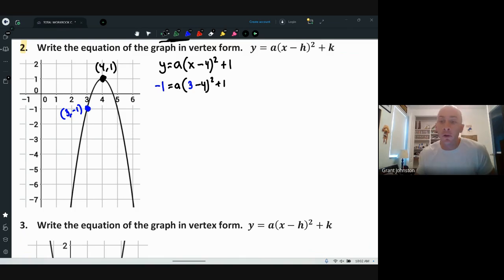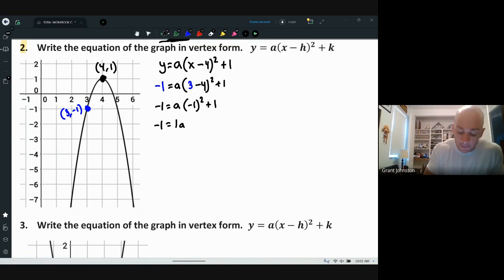So now I have a one variable equation where I can solve for a. So negative 1. 3 minus 4 is negative 1. Negative 1 squared is just positive 1, right? So this is going to be negative 1 equals 1a. A lot of ones going on. And then we have a two-step equation. So subtract 1. That's going to be 1a or just a. I don't need to write 1a, right? I can just write a. Negative 1 minus 1 is negative 2. So a is negative 2.